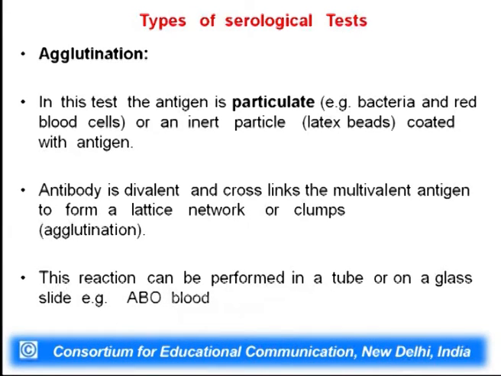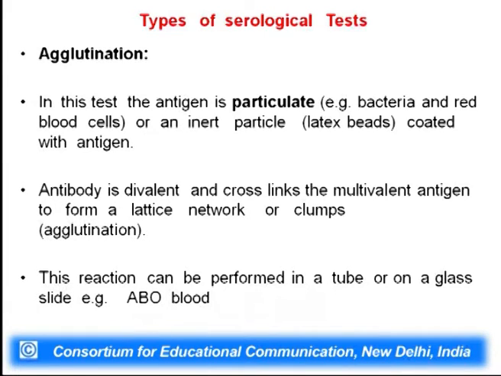So when I have seen a test with latex beads, this is a very common pregnancy test. This is coated with an antigen, and when reacted with the blood, gives us a test of negative or positive. That means here what I require is the antibody to be divalent. I have a monoclonal antibody, I have polyclonal antibodies. What I require for any reaction is that the antibody be divalent and it cross-links with a multivalent antigen to form a lattice network or clumps. That is what is called agglutination.